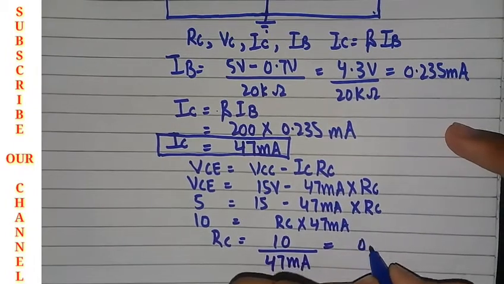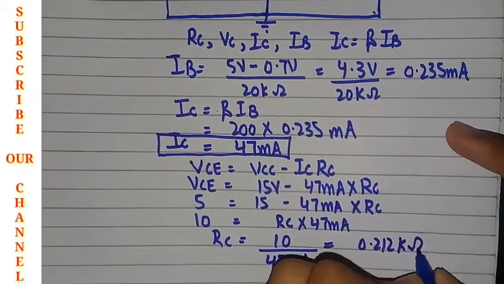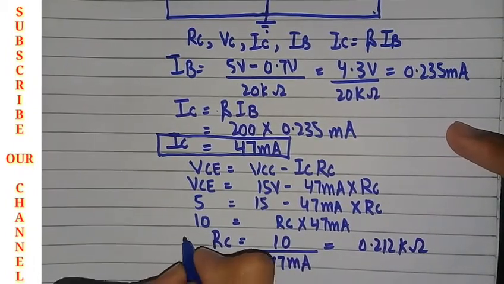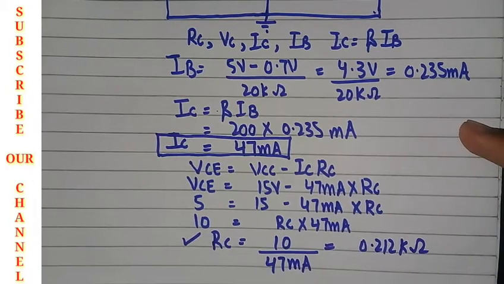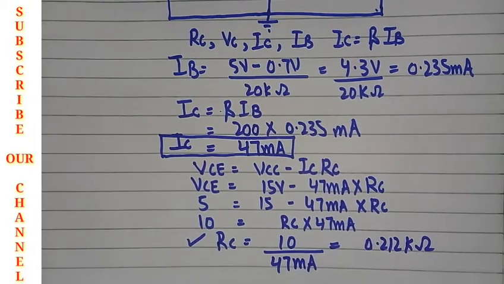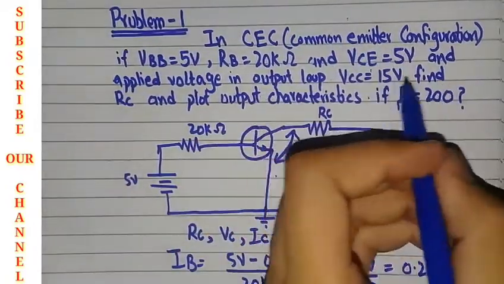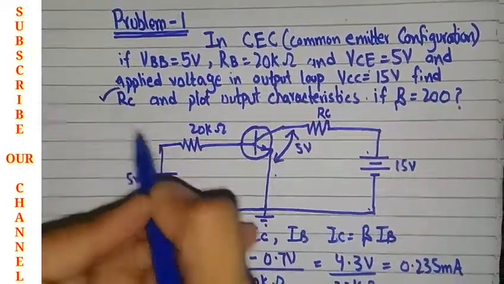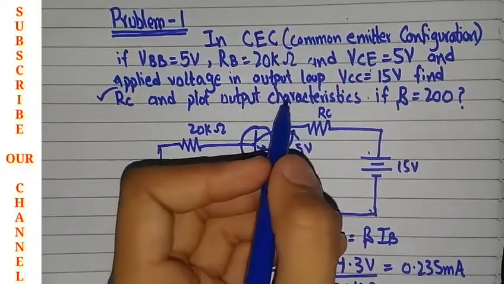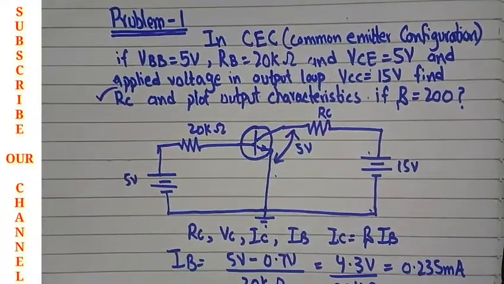So the answer is 0.212 kilo ohms. You will at the end find the value of RC, which we have to find. Our first problem is done: find RC. Now we have to plot the output characteristics of this problem.